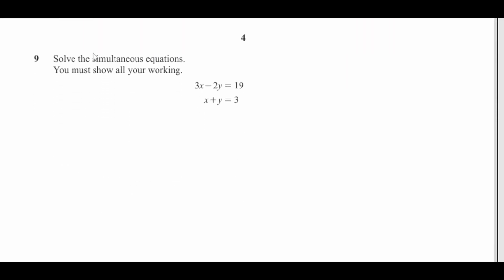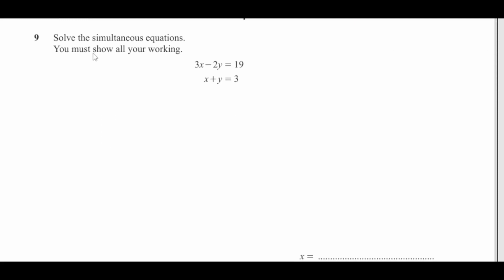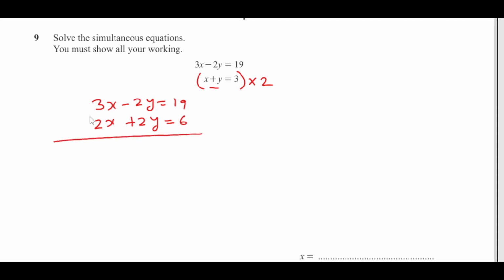Now, question number 9, solve the simultaneous equations 3x minus 2y equals 19. So, now we need to make one of the coefficients the same. It is easy to make y the same if we multiply this whole equation by 2. Let me rewrite. So, this is 3x minus 2y equals 19, and when you multiply by 2 here, it will become 2x plus 2y equals 6. Now, as you can see, the coefficient here is the same, right.